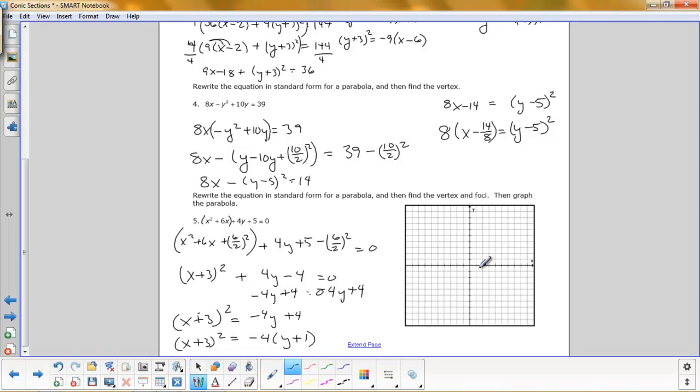So I'll go over here, graphing the parabola, negative 3, 1, focus, directrix, reference points here and here. Sketch of the parabola like so.